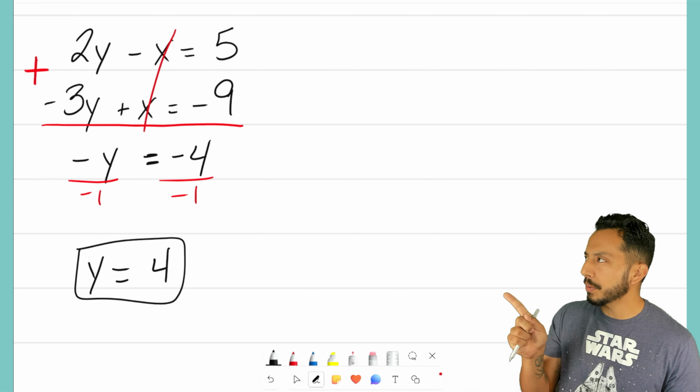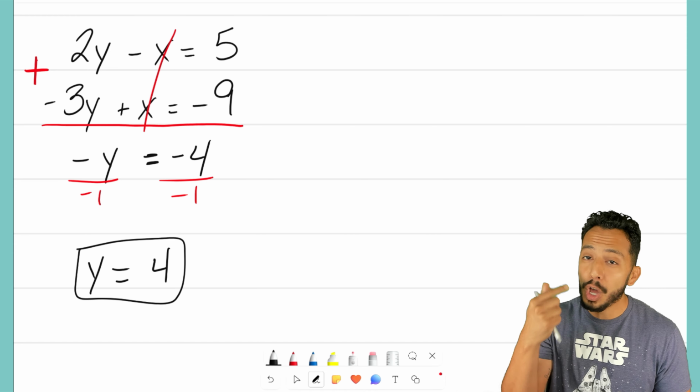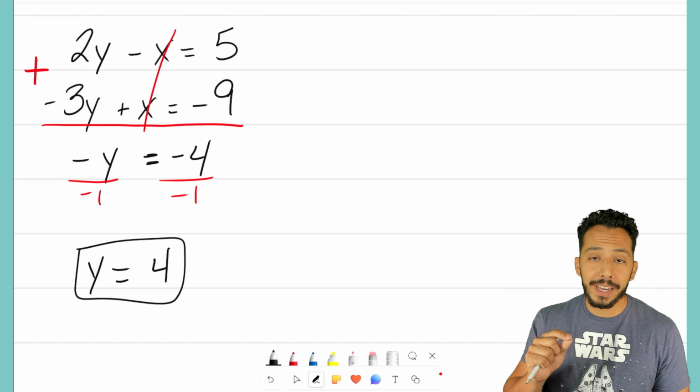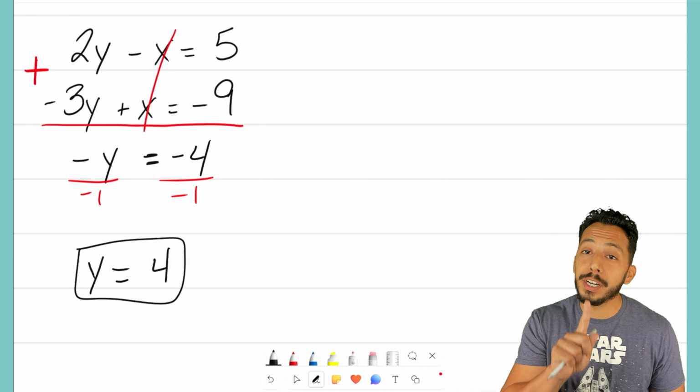Take a look at that work again. We eliminated the x's because they added together. We're combining those two equations. One was positive, one was negative. They got eliminated. We solved for y. But we are not done. We still have to solve for x. We need an x and we need a y. Now you get to pick which equation you think looks the easiest and plug back in 4 for your y. I think the first equation looks a little easier than the second equation. There's less negatives. So we're going to try that out.